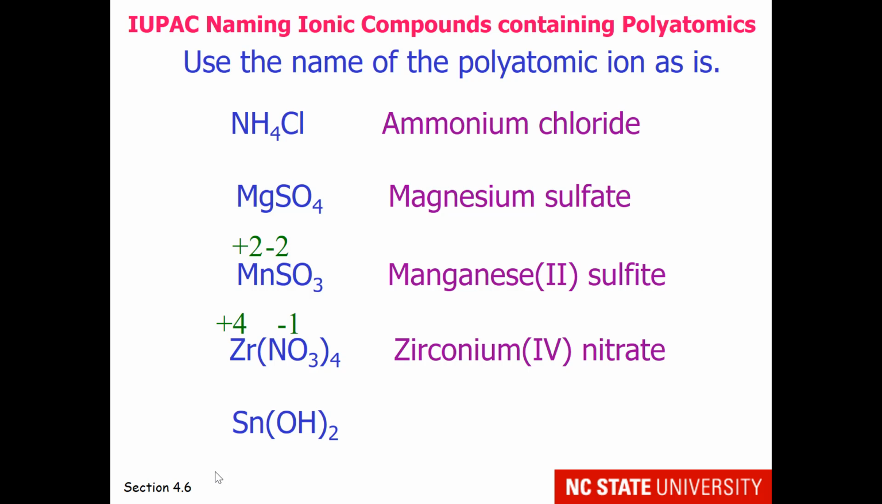The next one has hydroxide in it and tin. Tin is a heavy group 4 metal. So we're going to need an oxidation state with that because the oxidation state of tin is variable. Each hydroxide has a -1 charge, so the tin must be +2 oxidation state. This compound is tin(II) hydroxide.